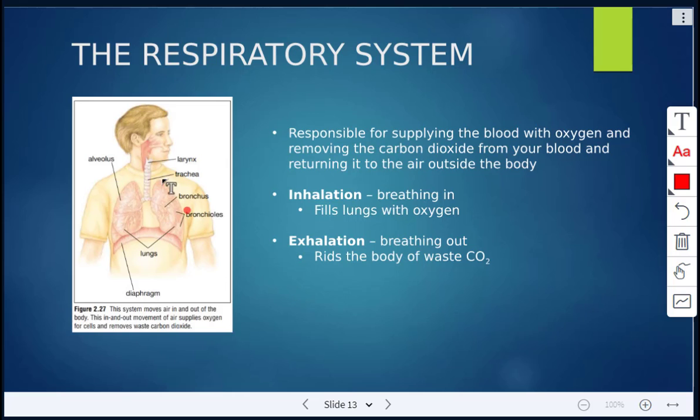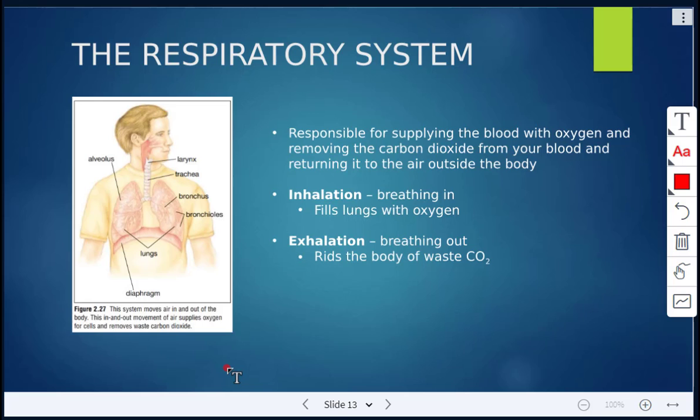We've got the lungs right here, and we have the bronchus, bronchioles, we have the alveolus and alveoli, and again we'll talk about those in a little bit more detail. And then we have this structure here going across, that's called the diaphragm.